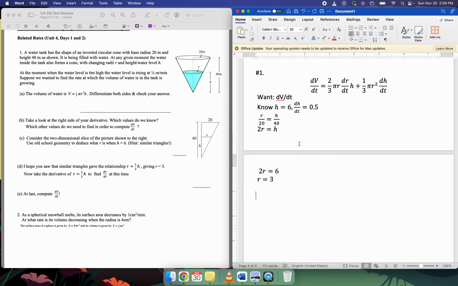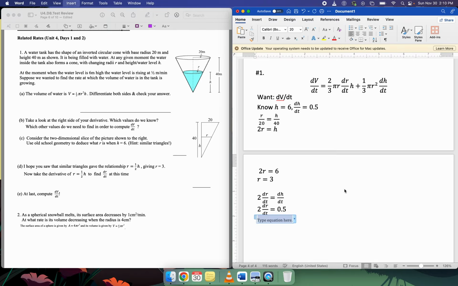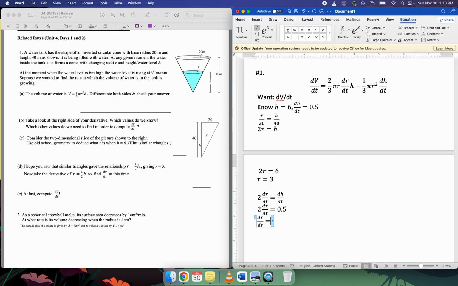Well, you can find it by taking the derivative of both sides of this equation. If you take the derivative of both sides, you get 2 dr/dt equals dh/dt, and we know what dh/dt is. That's 0.5. So if I replace, I find 2 dr/dt is equal to 0.5, which means that dr/dt is equal to 0.5 over 2. So dr/dt is 0.25.